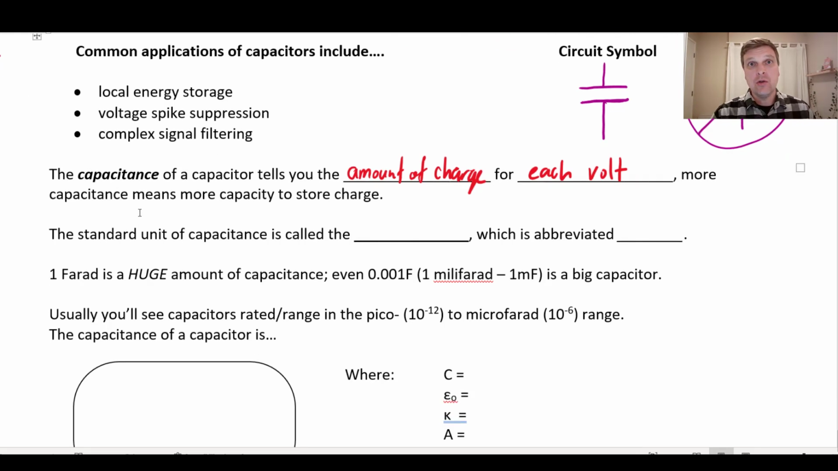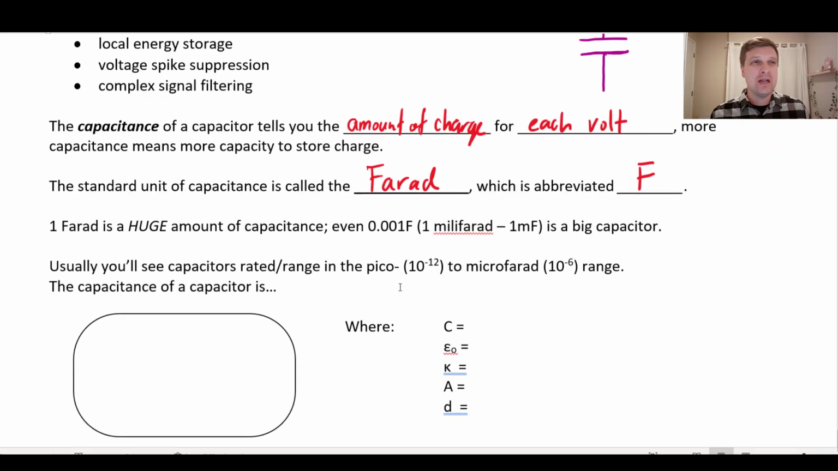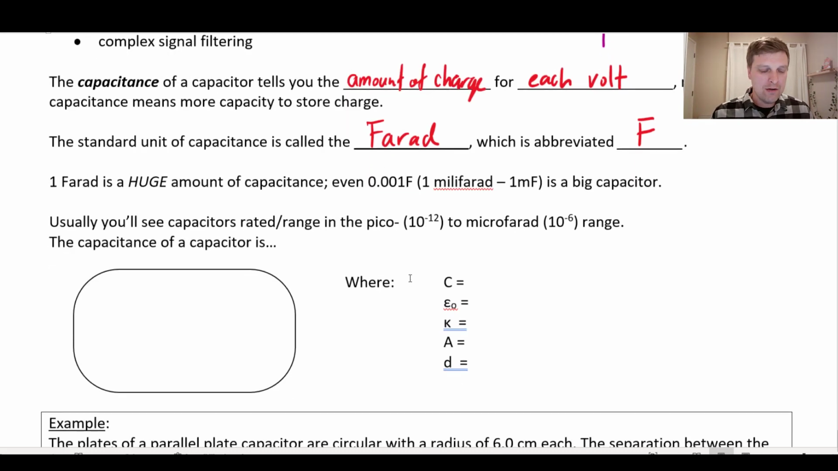Now, the unit for capacitance is called the farad. Okay, and the farad is going to be abbreviated as capital F. And just something for you to know so that you kind of get used to it is that 1 farad is actually a huge amount of capacitance. Most capacitors are going to be in the milli or the micro or the nano or even the pico range. So most capacitors are going to be much, much smaller than one farad.